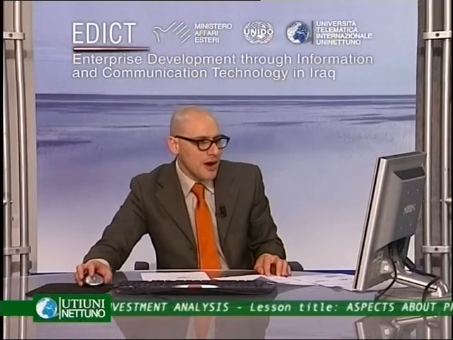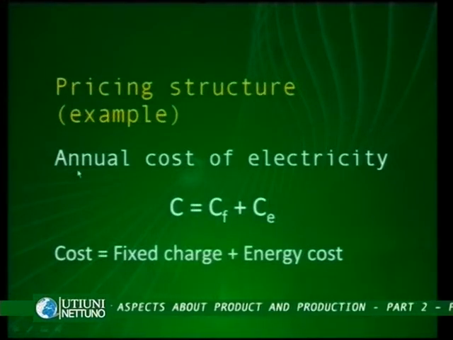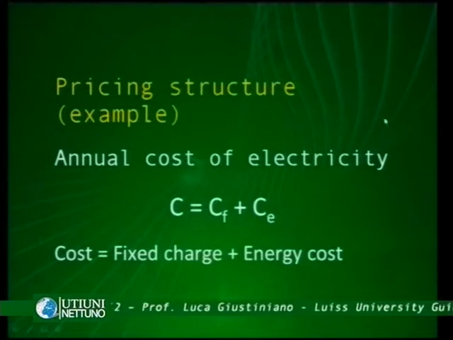So just to have an idea of what and how the pricing structure could work, if we consider this example of pricing structure, we have the annual cost of electricity, for example. So we have a pricing structure that we're going to depict as an example, and we choose electricity as an input for the production process. Electricity, as you know, is a very important utility for any production process if it's industrialized production.